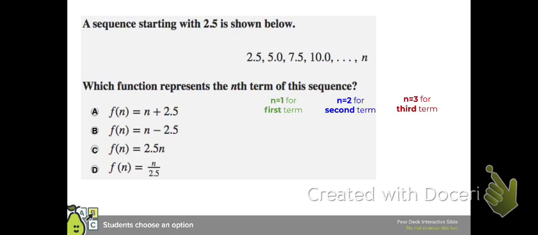Here's another one. Press pause and see if you can figure this out. Instead of x, they're using n. So put in 1 for n and see if it gives you the first term. Put in 2 for n and see if it gives you the second term. Put in 3 for n and see if it gives you the third term. Which of these choices gives you that 2.5, the 5, and the 7.5?